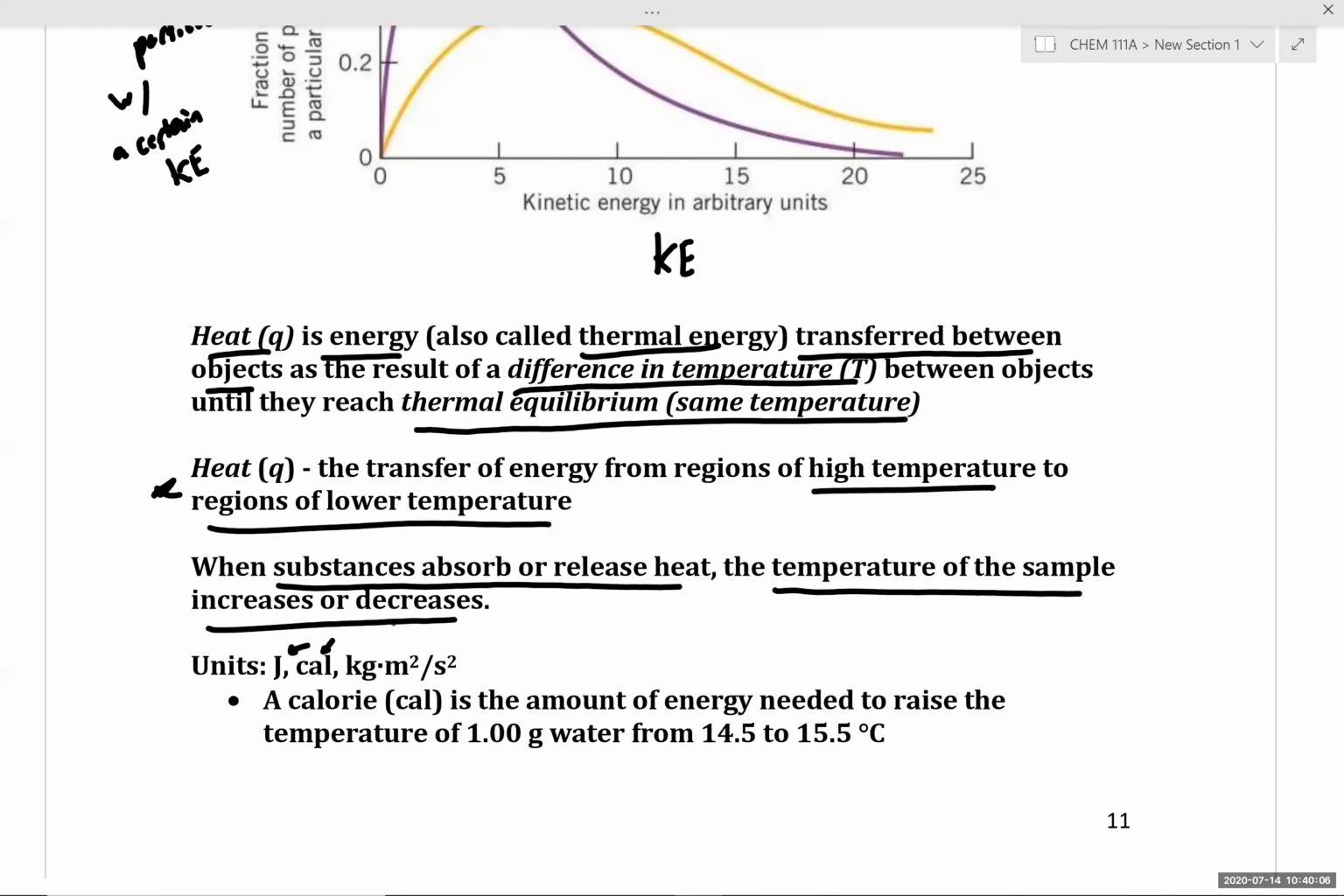Does the distinction between heat and temperature make sense to everyone? Is everyone comfortable with the distinction between heat and temperature? Heat is energy exchanged between objects as the result of a temperature difference, while temperature is a proxy and a measure of the amount of molecular kinetic energy and the degree of molecular motion in your sample. Does this make sense to everyone? Any questions?